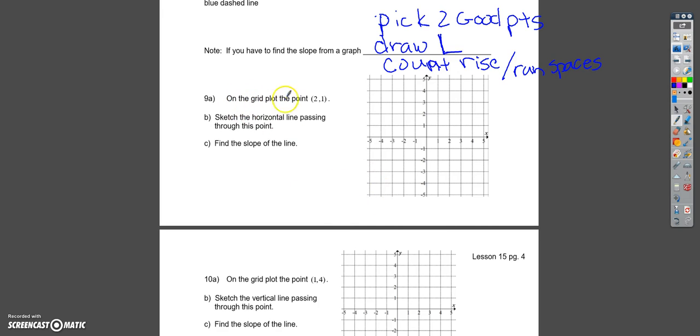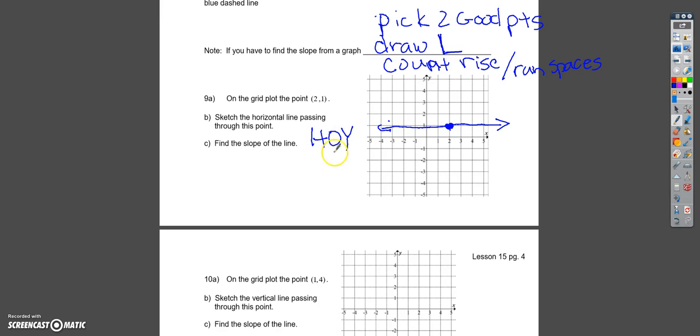So on the grid, plot the point 2, 1. So over 2, up 1. Sketch the horizontal line. So horizontal is this way, so the horizontal line, which when you read horizontal line, you should have thought of my friend Mr. Hoy. Hoy's horizontal line, y equals equation, and then we talked about zero slope.